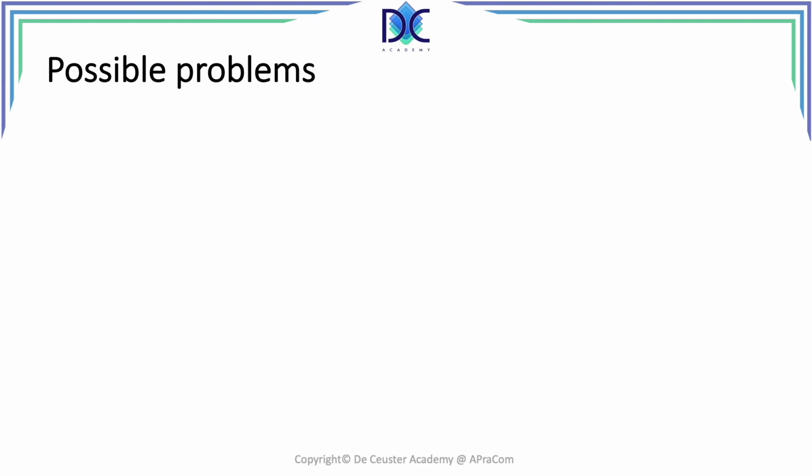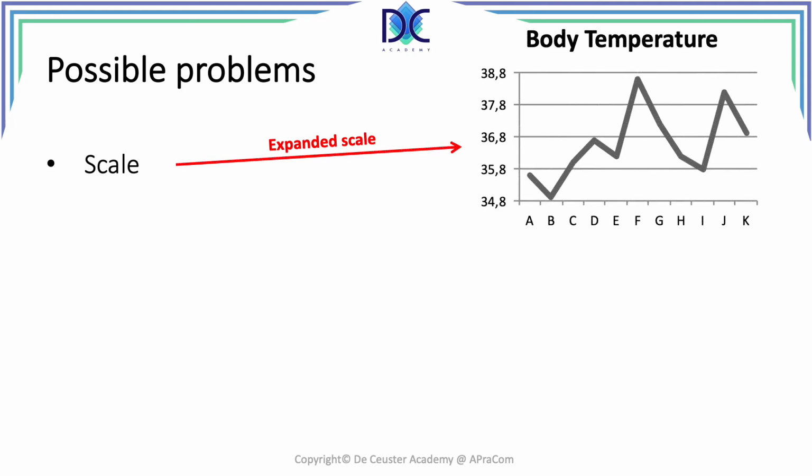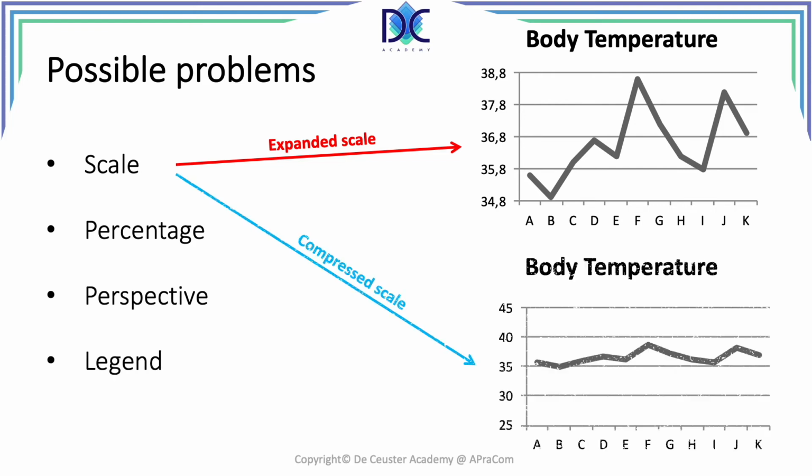Now, there are also some problems that can happen. First of all, we have the scale. The scale, if we look at here, the body temperature when we have an expanded scale or a compressed scale. We also looked at percentages. We look at some perspectives that we have, and we can look at the different legends. Now, we have the expanded scale and the compressed scale.